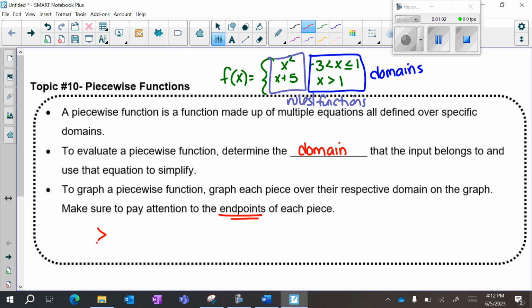So if it's one of these, it's going to get a closed circle. If it's one of these, it's going to get an open circle. And if it's two specific endpoints, obviously one is a closed, one is an open. If there's no other endpoint, it's going to get an arrow. So let's take a look at some of these.